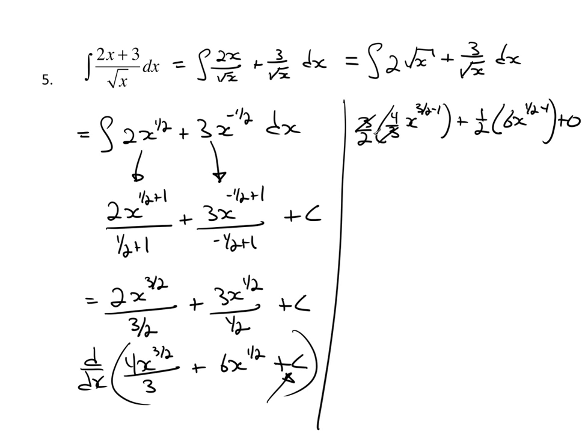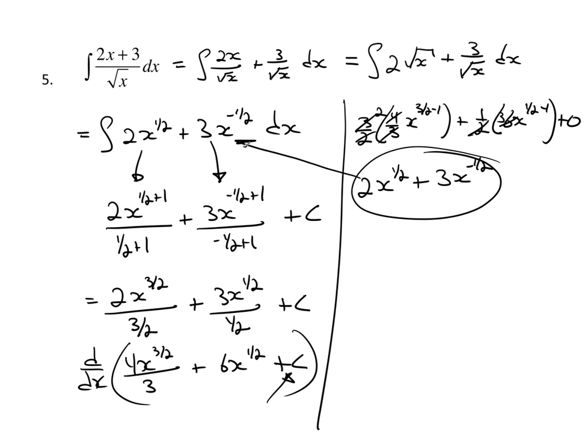See, the 3 is going to cancel. 2 cancels with a 4 and gives me 2. So this is going to be 2x to the 3/2 minus 1 is 1/2, plus the 2 is going to cancel with the 6 and give me 3. And this is going to be 3 times x to the 1/2 minus 1 is negative 1/2, which is exactly what we started out with. Well, actually, we started out with this, but we did some modification to get it into a form that we could work with.